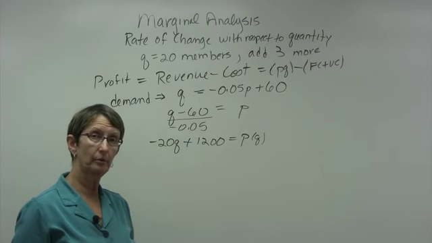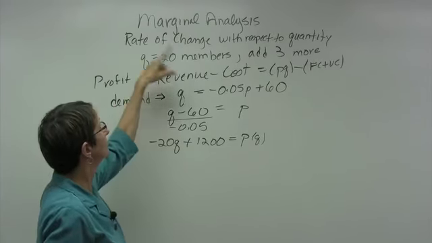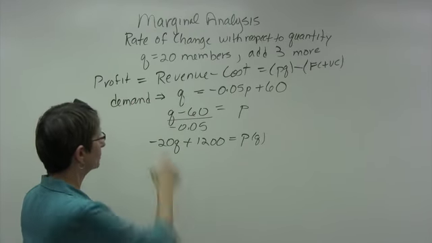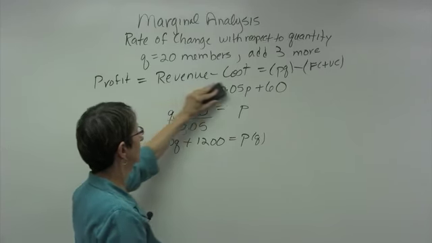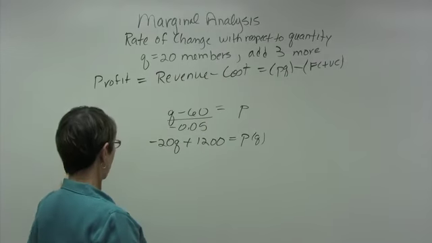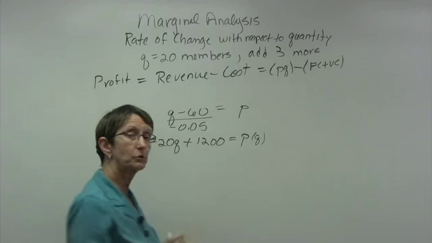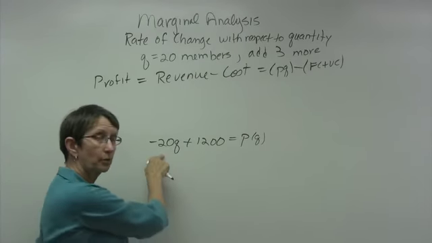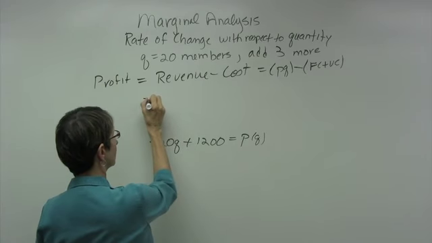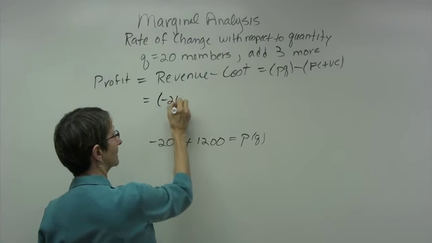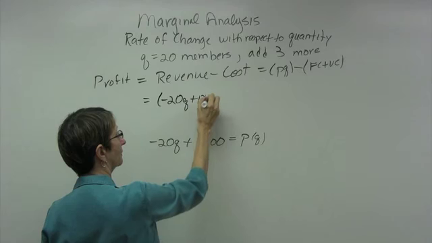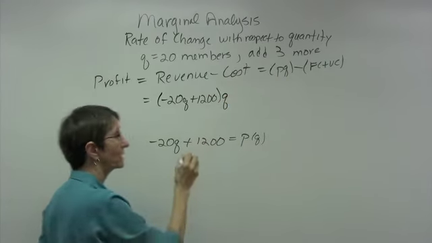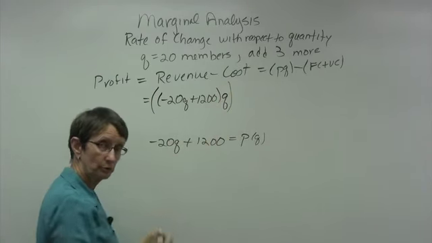So Q is the variable, and that's what we have to work with to do a marginal analysis of a problem. So let's come back up to our revenue equation up here. And when I want to do price times quantity to find revenue, this is my price equation. So this will equal negative 20Q plus 1200 and then times the quantity Q. So all of that is revenue.